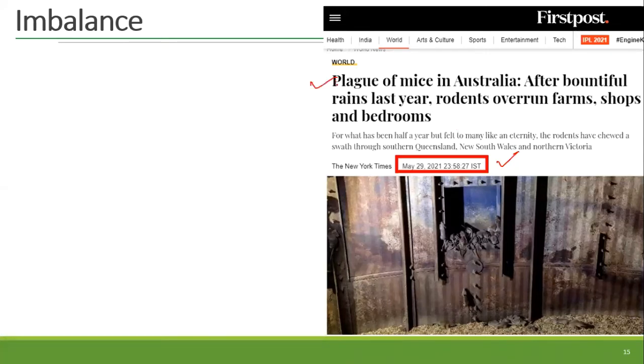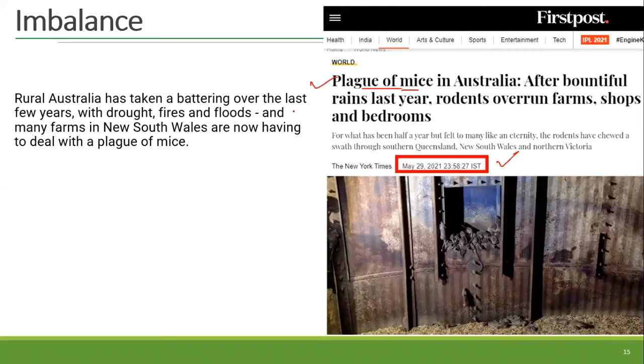Currently, rural Australia is facing a very big problem. There is a plague of mice in Australia. In the earlier few years it was a hard time for them with drought, but this year the water harvest was good, and also there is some imbalance in the predator-prey relationship. Predator means who eats the prey, right? So there is imbalance there, and you can see this kind of situation happening.